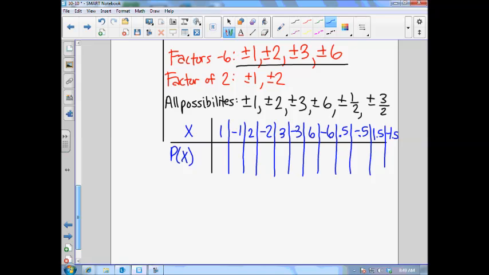Okay, so let's break it up. This half, plug in 1. This half, plug in negative 1.